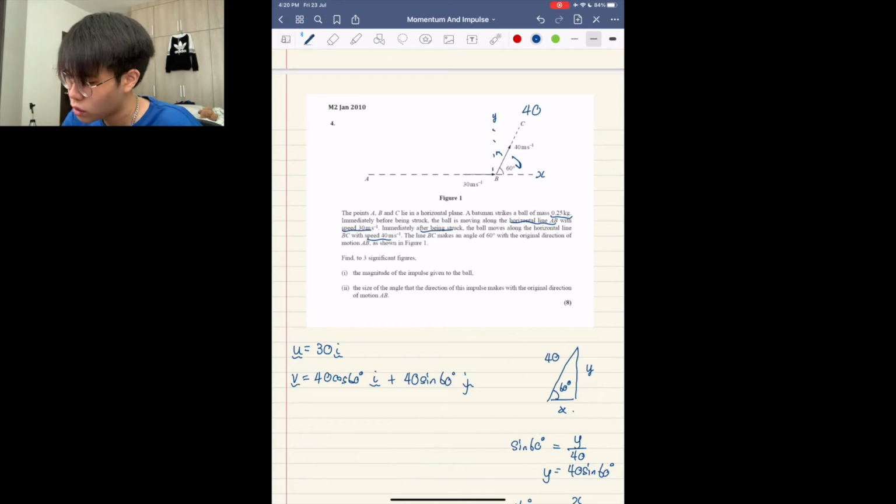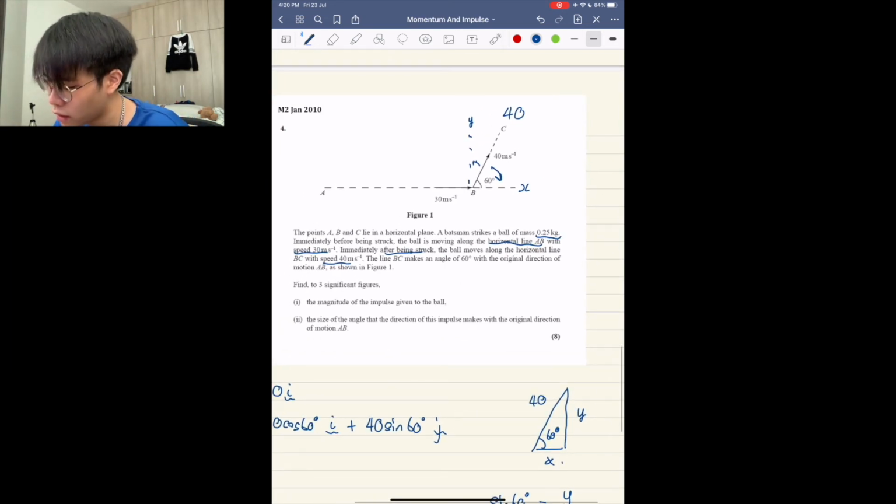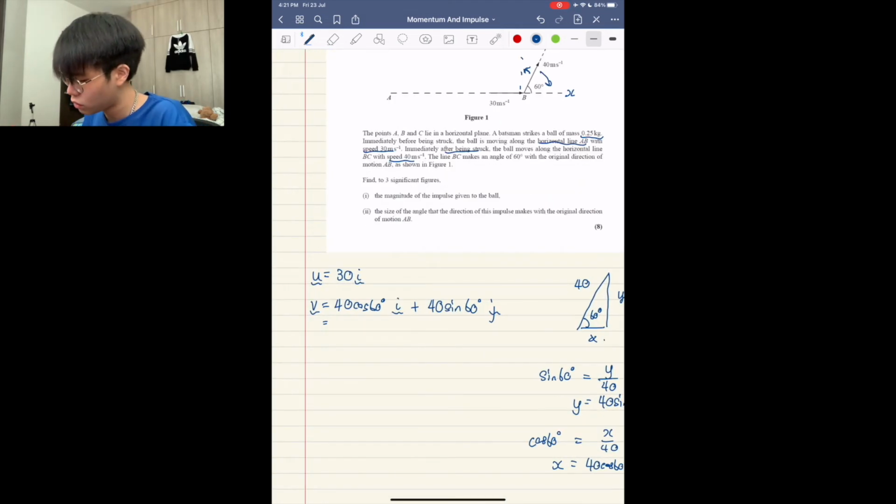But for me, the way I determine whether it's cos or sine is if it's going into the angle. What I mean is, if it resolves into the direction of the angle where the angle was there, it will be cos. If it's going out from the angle, it will be sine. Yeah, it depends on how you look at it. Everyone has their own method. If we evaluate 40 cos 60, it will be 20i plus 40 sine 60j, 20 square root 3j.